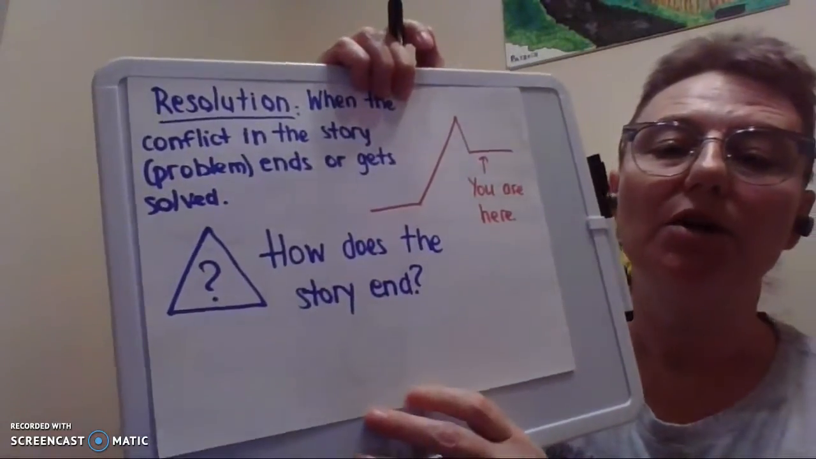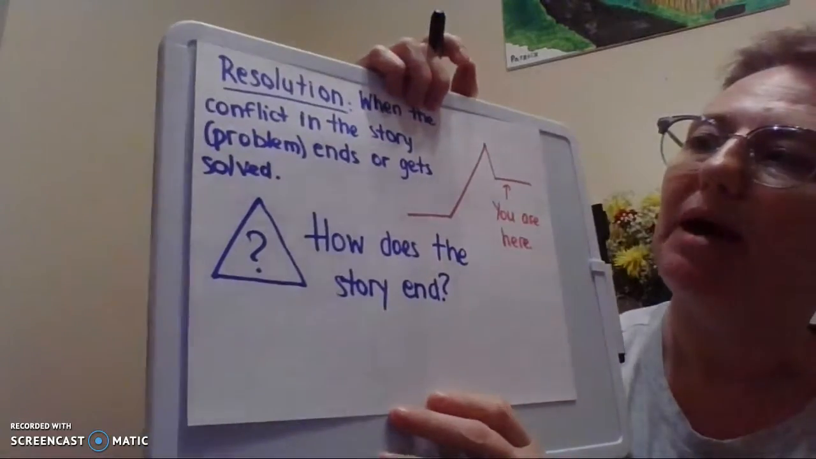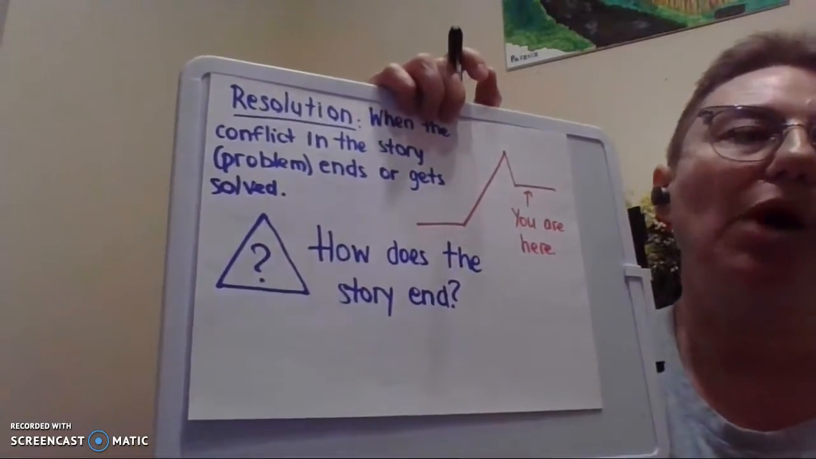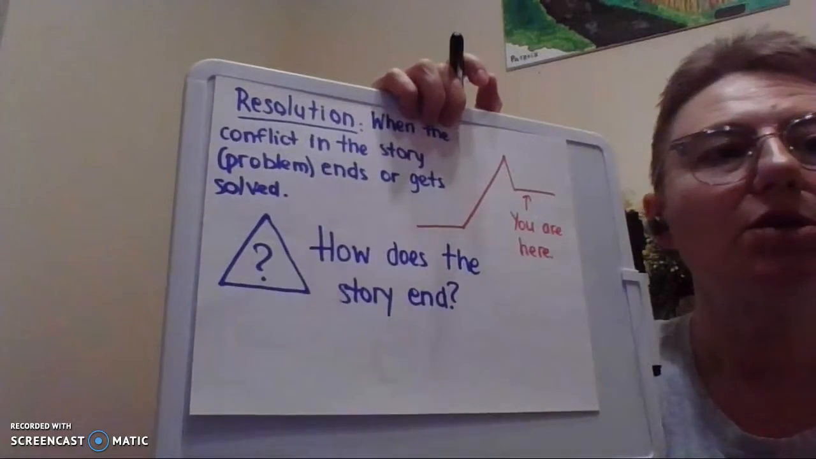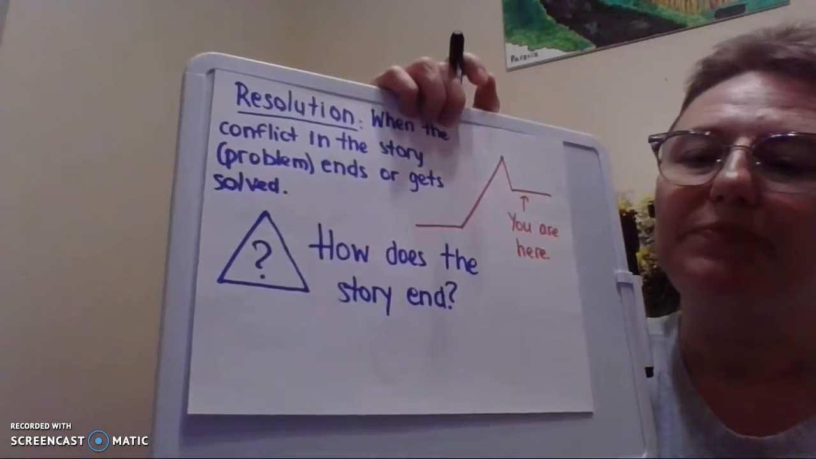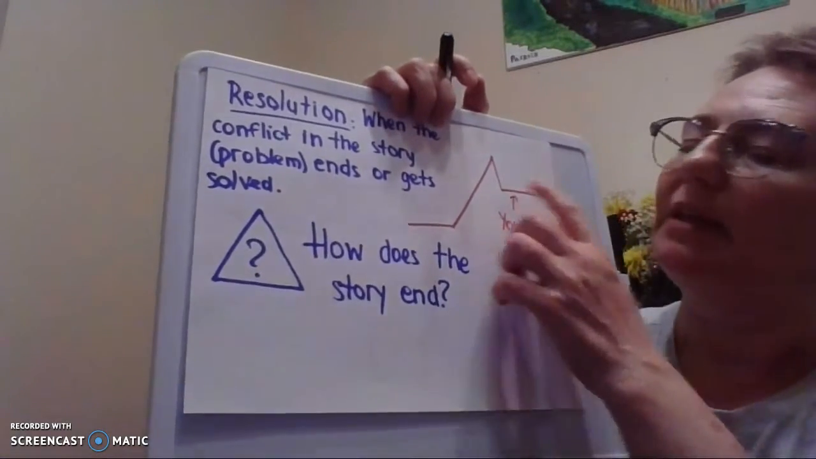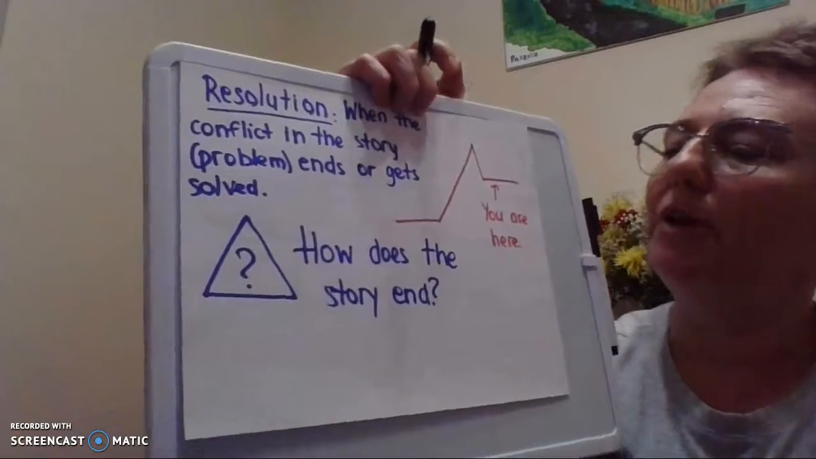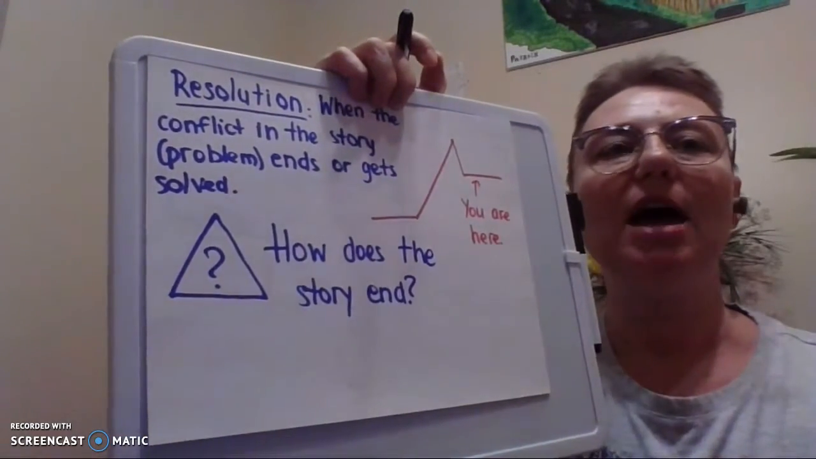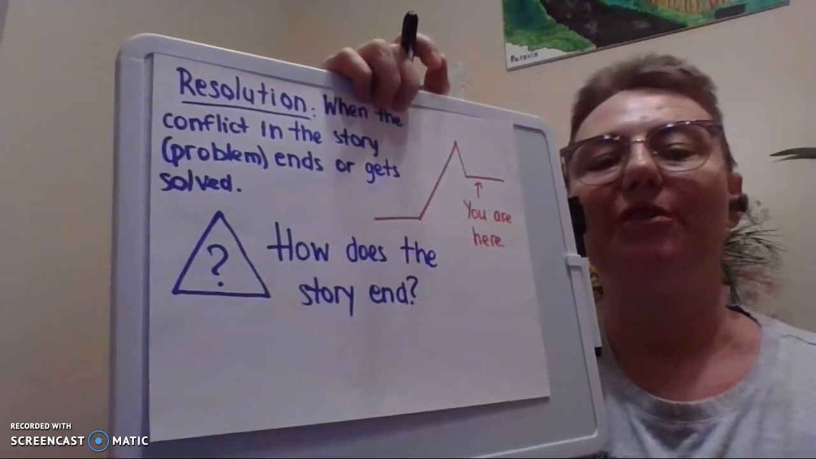And then the last thing of the mountain is the resolution. The resolution is when the conflict, that will be the problem in the story, either ends or it's solved. So that's wonderful. It's resolution. It's over here. It's at the end of the mountain. You're finished. You have done all the work to get up there. You've seen the amazing stuff. You've come back down and now you're finished.